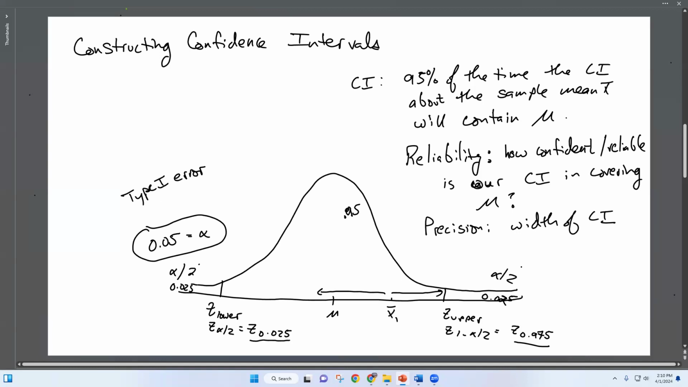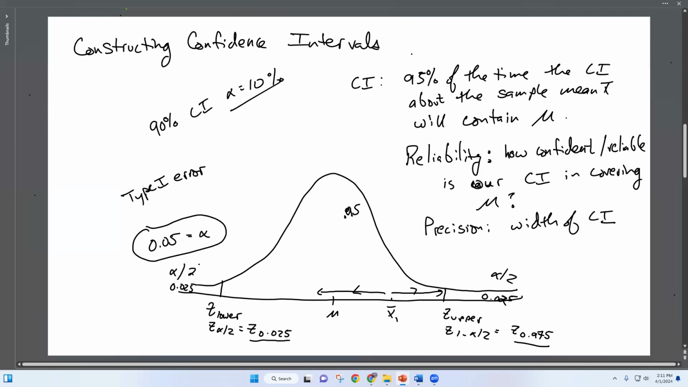But then as we narrow our confidence bands, say we come out to here for a 90%, then we're less likely to actually incorporate the true mean mu, and our alpha increases, right? So for a 90% CI, alpha is 10%. And so now we get a greater probability that we don't in fact cover that true population mean. So important to know.